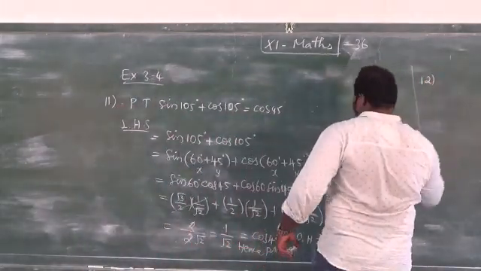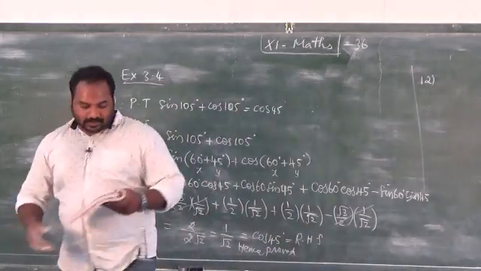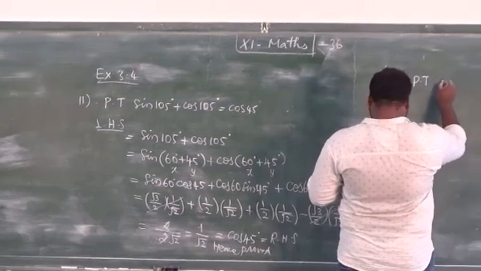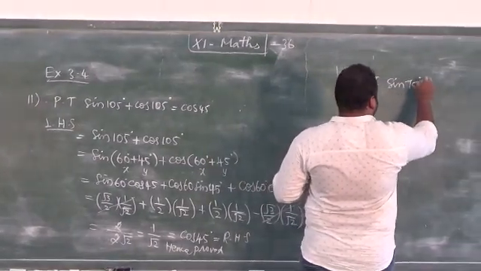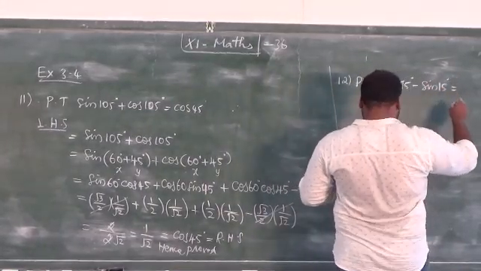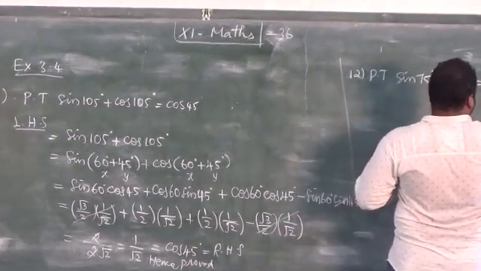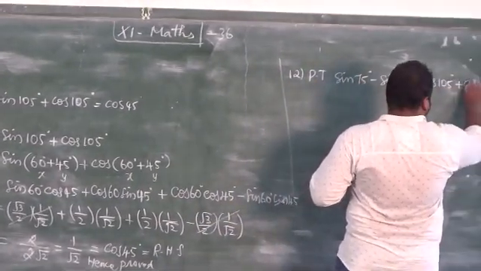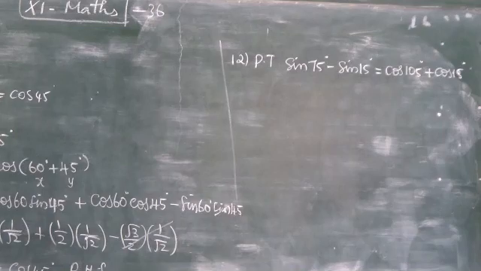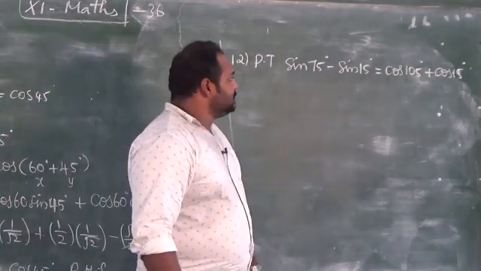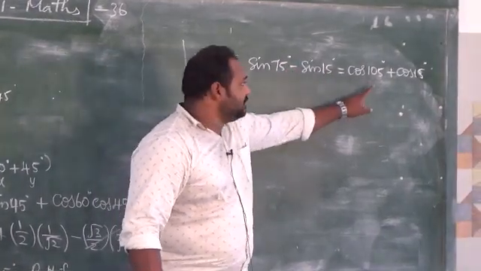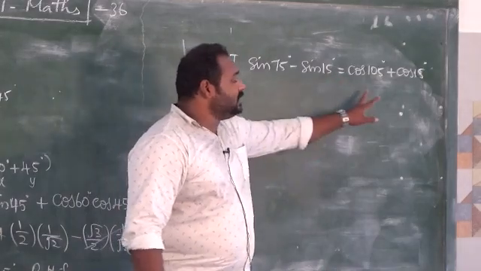Next, problem number 12. Prove that sin 75 degree minus sin 15 degree equals cos 105 degree plus cos 15 degree. Here we have to prove LHS equal to RHS. We cannot directly prove it, but I am going to find the LHS value first, then the RHS value. I am supposed to make both values equal.